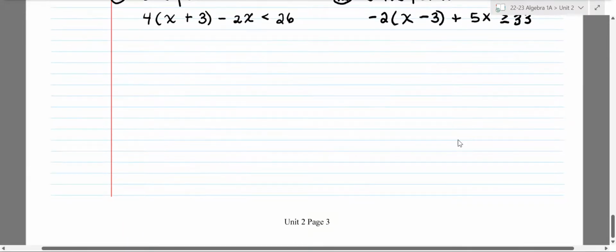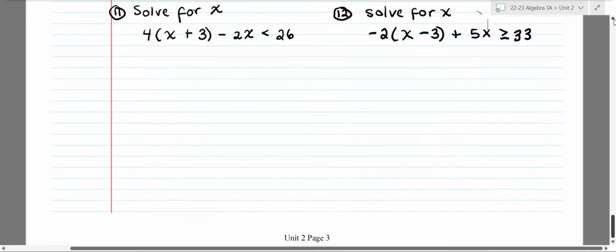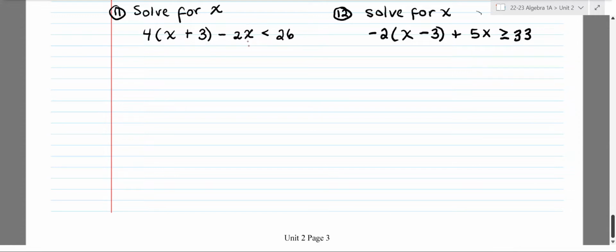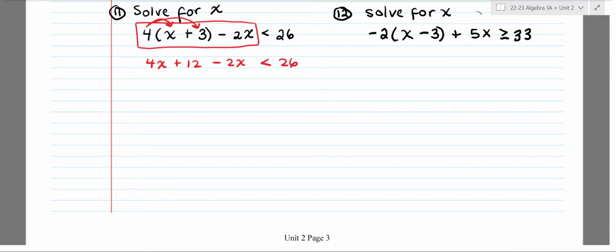Yay, the last two problems. Oh my gosh. Well, it is a unit test. All right, so looking at this inequality, first we need to simplify this because we have a lot of things going on. So the first thing we'll do is distribute the 4. That'll give us 4x plus 12 minus 2x less than 26. Now we're going to look for like terms. We're still on the same side, so 4x minus 2x is just 2x. So 2x, carry the plus 12.